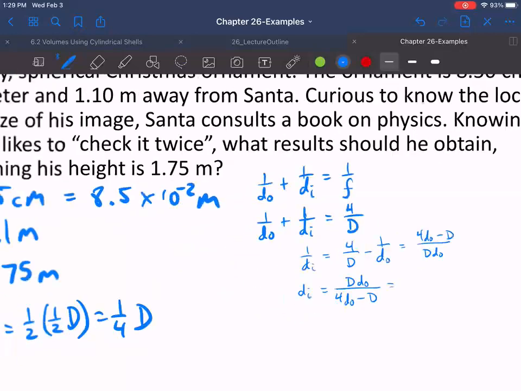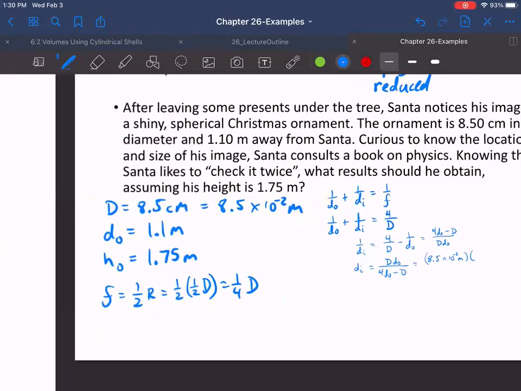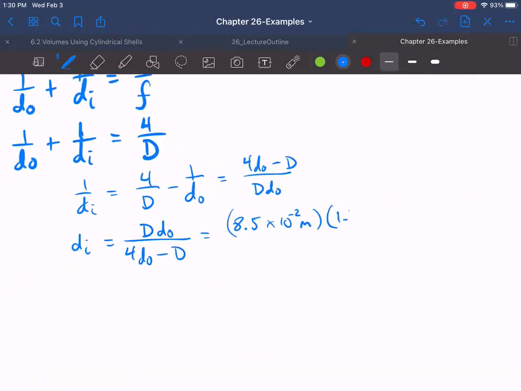What was the diameter? 8.5 times 10 to the negative 2 meters. DO was 1.1 meters. All over 4 times 1.1 meters minus 8.5 times 10 to the negative 2 meters. Anybody want to calculate that for us?